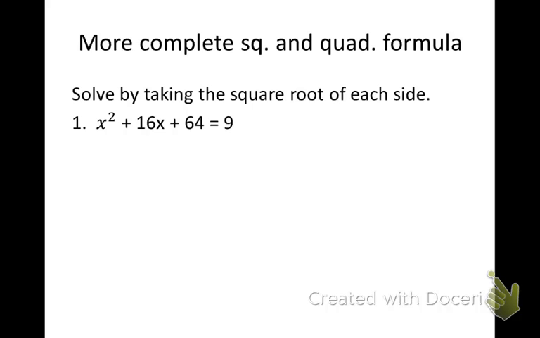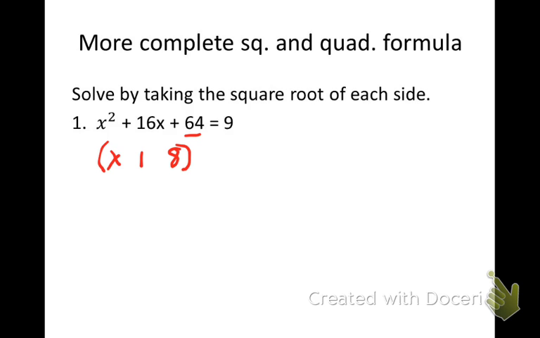Today we're going to review the computation methods we have for solving a quadratic. The first one we're going to look at is completing the square, except this is a perfect square. When it says solve by taking the square root, that's a hint to you that it is a perfect square, so you need to factor it. So square root of the first one, square root of the last one.